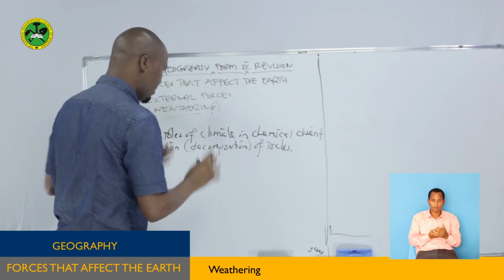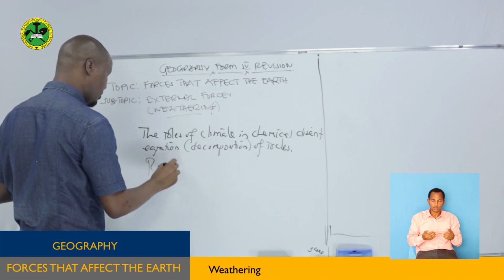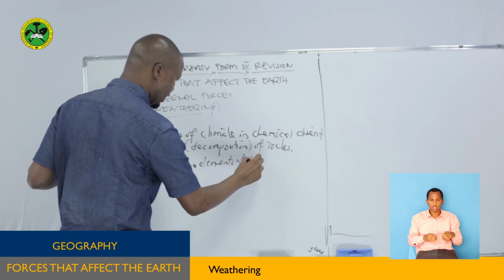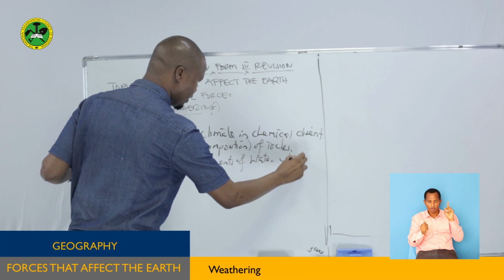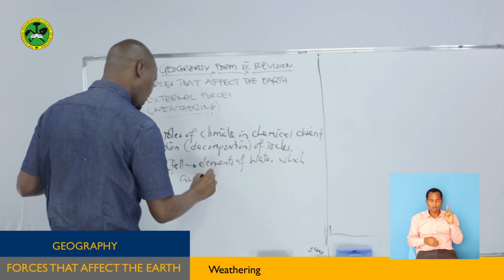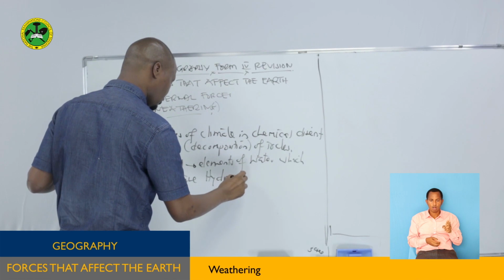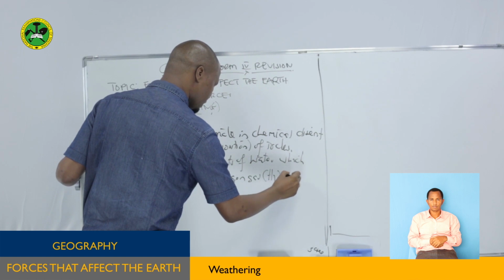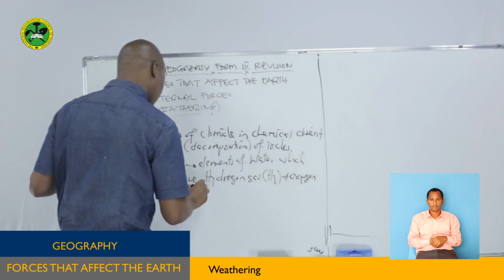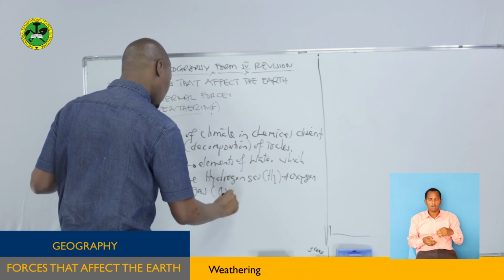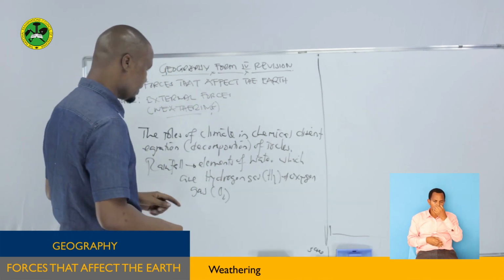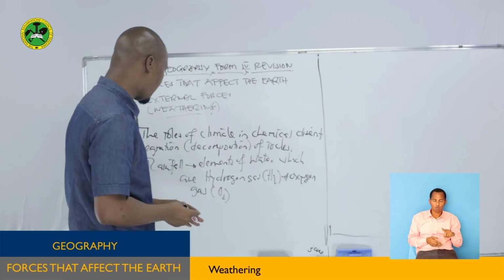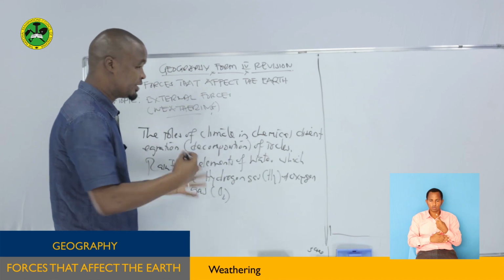So remember when you are talking about rainfall, automatically you are talking about the element of water, which are hydrogen gas and oxygen gas. These are the elements of water. So what happened? It means we have different processes which occur in the disintegration of rock as a result of these elements. So let's see the first process.